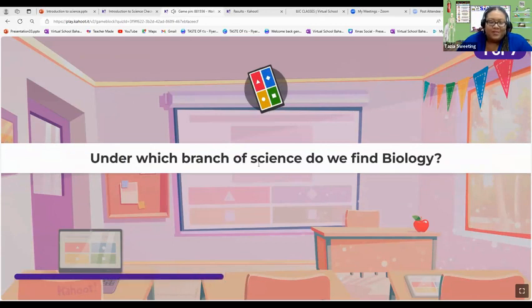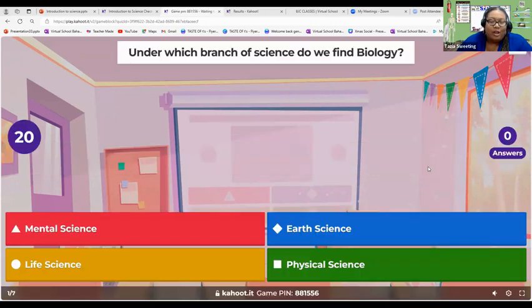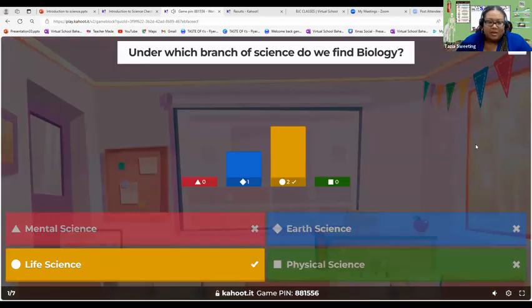Under which branch of science do we find biology? And the correct answer is life science. Remember, biology is the study of living organisms, so it is life science.